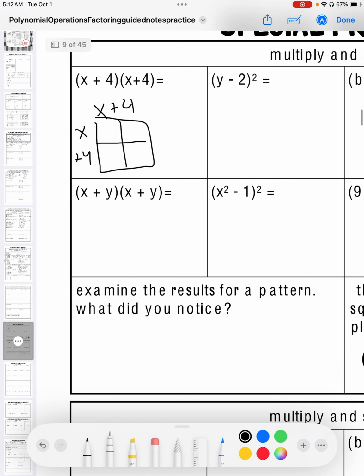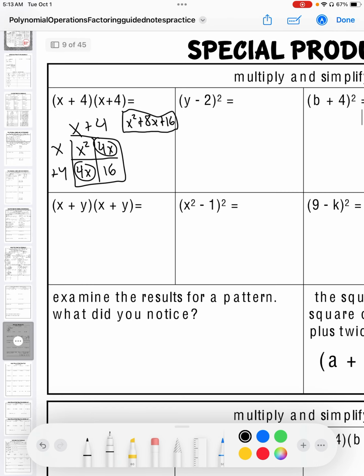We would multiply to fill in this box. X times x is x squared. X times 4 is 4x. X times 4 is 4x. And 4 times 4 is 16. Combining like terms, we would get x squared plus 8x plus 16. So x squared plus 8x plus 16 would be our answer here. Again, it looks very similar to just multiplying a regular polynomial. Nothing really has changed, but we're going to look at our results here in a second.